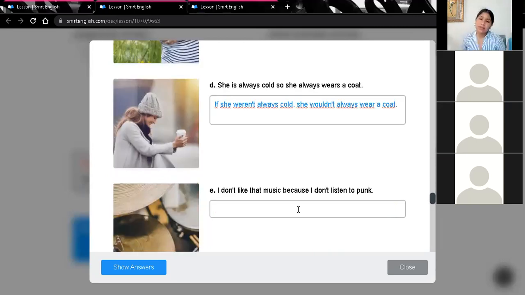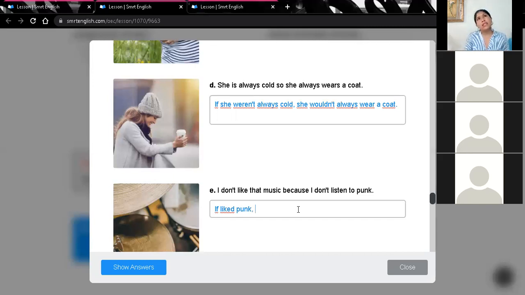Letter E. Jose, it says in here, I don't like that music because I don't listen to punk. So I have to change it using the if plus an affirmative structure, okay? So how would it be then? If I listen to punk, I would like that music. Backwards. If I liked punk, I will listen to that music. If you like it, you will listen to it. Yes?